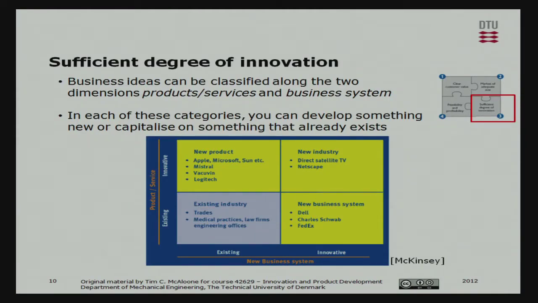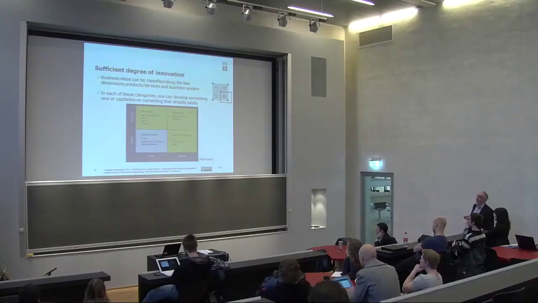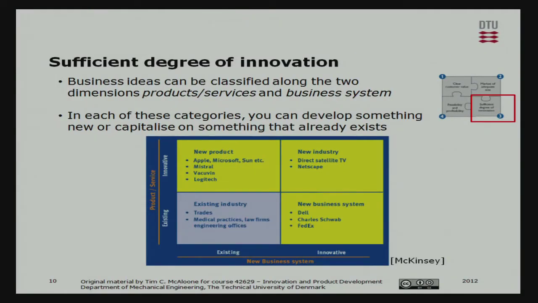Another way of measuring for yourselves, when you come with your business ideas, trying to measure what the degree of innovation could be in your innovation projects, could be to make a matrix like this. This is from McKinsey, and they're like 2x2 matrices. The business ideas can be classified along 2 dimensions, the products and the services on the y-axis here, or the actual business system here. And it's basically old, new on the axis here. And you can see that there's some products and companies plotted in here. This is a relatively old piece of material, as you can see now, by some of the examples.